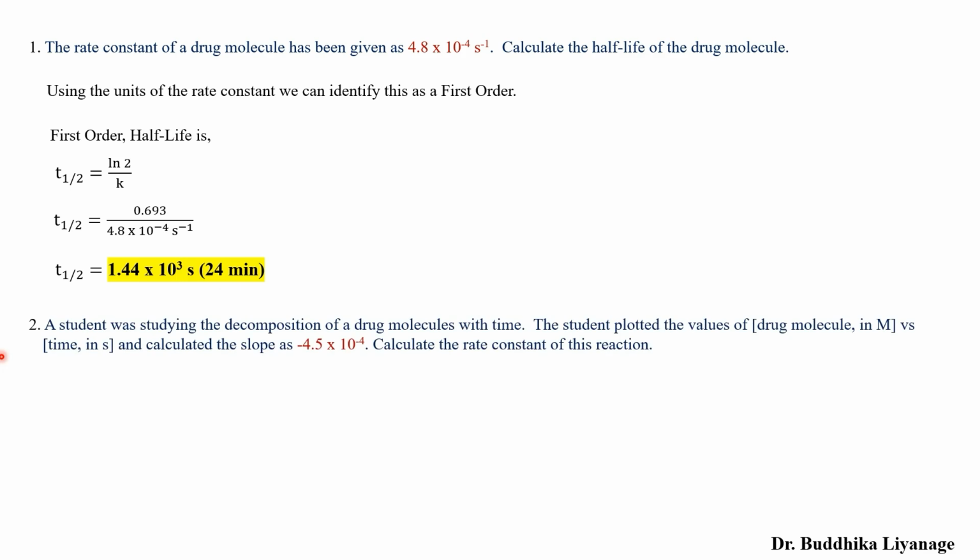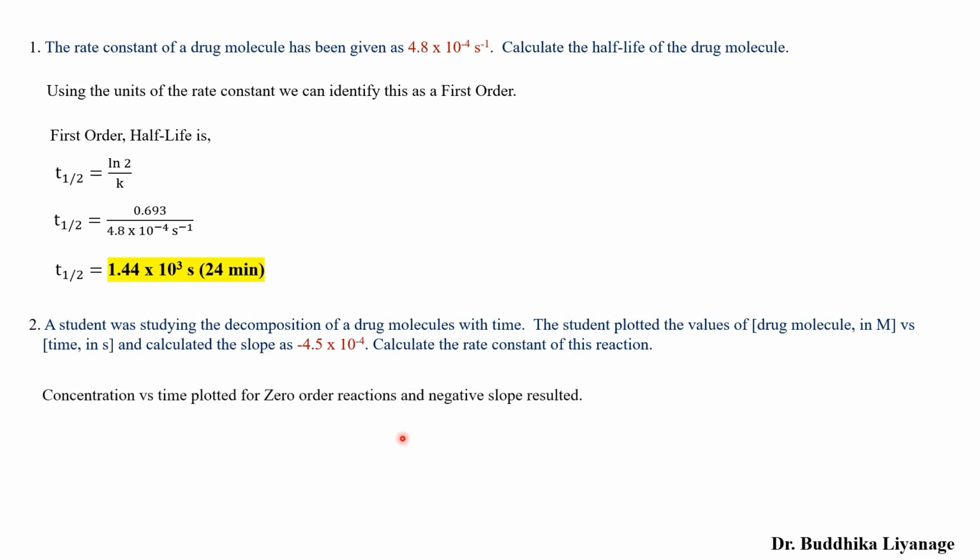Question number 2. The student was studying the decomposition of the drug molecules with time, and the student plotted the values of drug molecule concentration versus time. And the slope of the line is negative 4.5 times 10 to the negative 4. The question is to calculate the rate constant of this reaction.